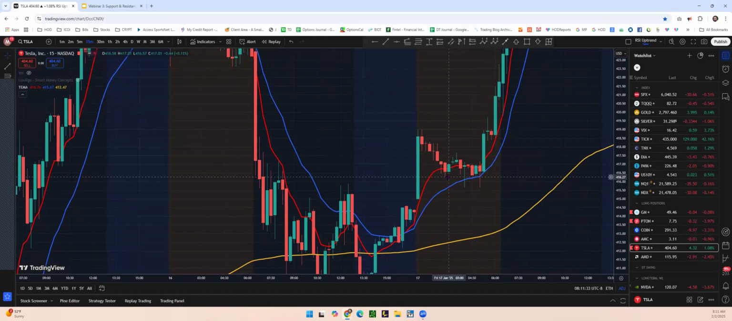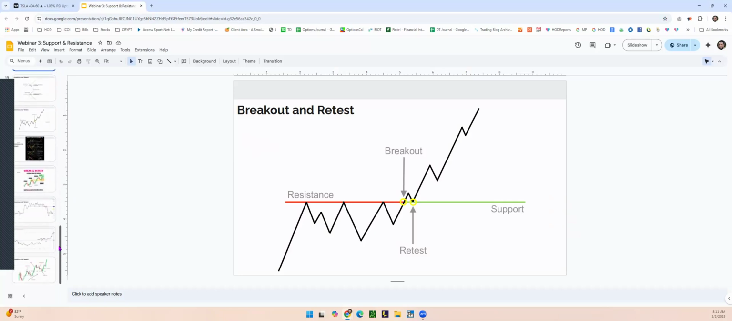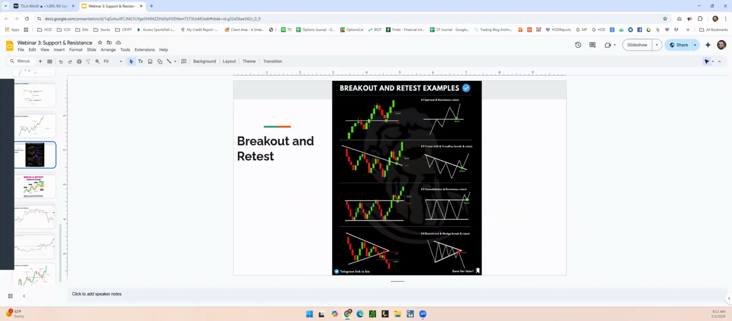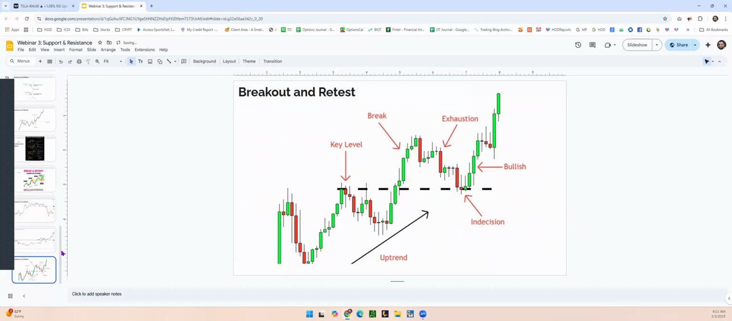I just want to show you that this can happen on any and every single time frame. It's 8:11, running a little bit behind, a little bit over, I guess. So let me see what other charts are left. Yeah, I have more examples of break and retest, and I can cover this next time.